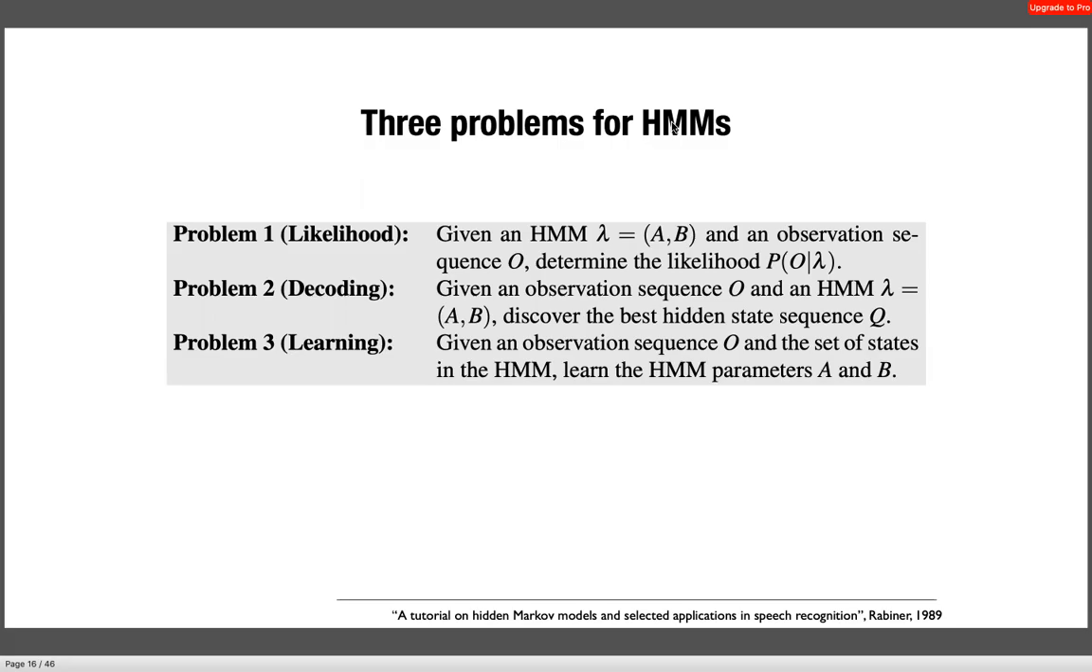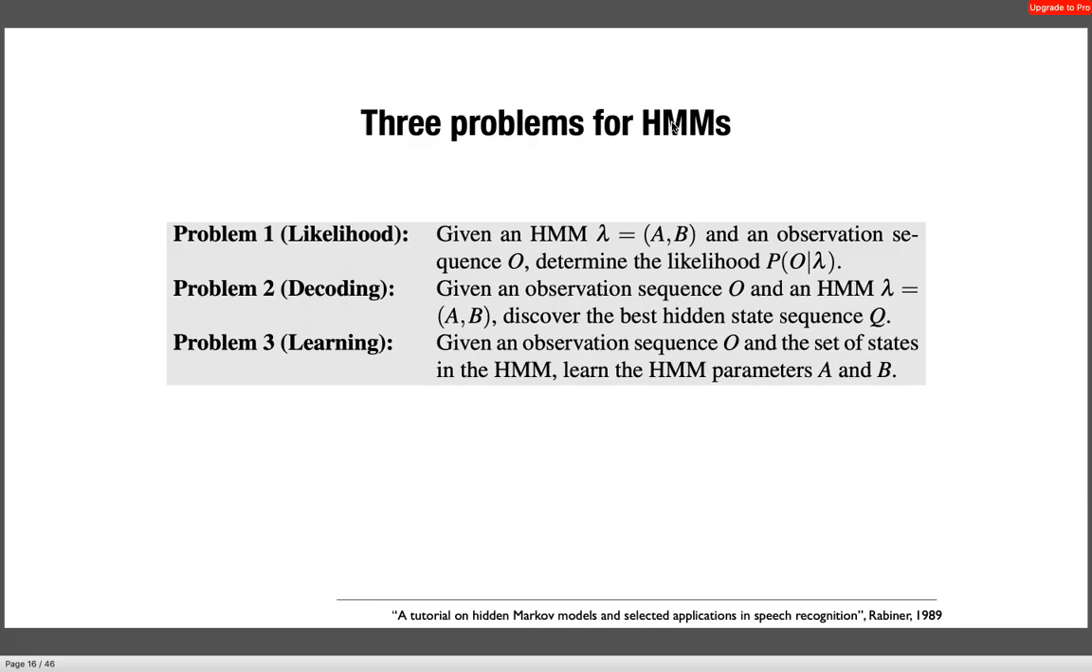So here are the 3 problems. The first is, how do we determine the likelihood of a particular observation sequence given an HMM? How do we decode, meaning how do I discover or estimate the best hidden state sequence given an observation sequence? And the third problem is one of estimation. How do I actually learn the parameters, all the probabilities in an HMM, given observation sequences, and having defined the set of states which are in the HMM? So once the HMM topology is also defined. So these are the three main problems.